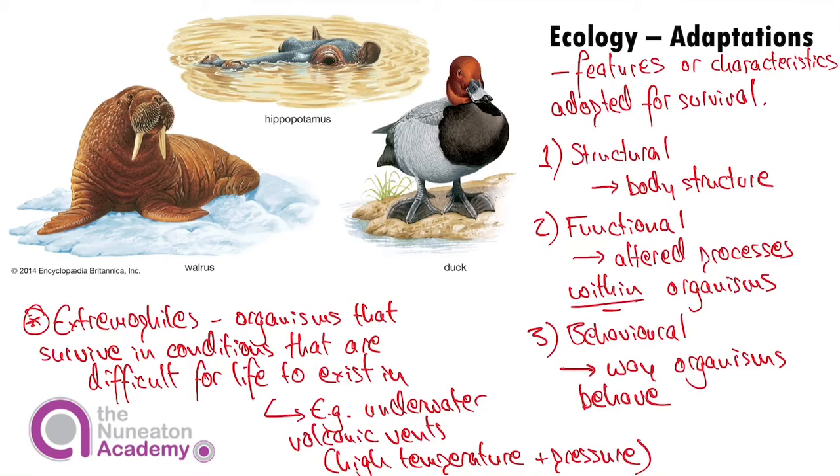And often one of the reasons why these kind of organisms, like certain types of bacteria, adapt to do this is so that they can survive in an area that's free from predators and other organisms. So those are your features of adaptations: structural, functional, and behavioural adaptations, features or characteristics that animals adopted for survival, and also what an extremophile is.